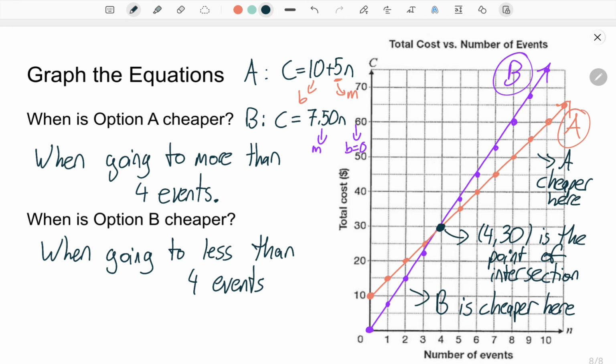And there we go. That's a look at a graph of those and when each is cheaper. And this is also a reason why making graphs of these things and modeling with an actual equation of a line allows you to better understand the situation. All right, so that's everything for this lesson.